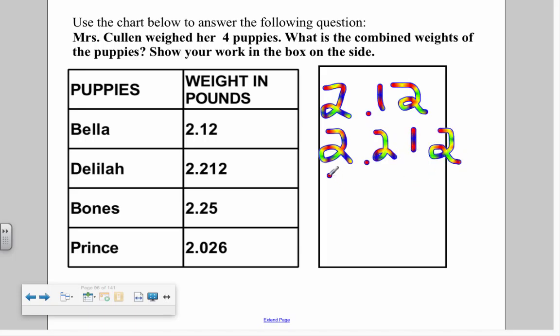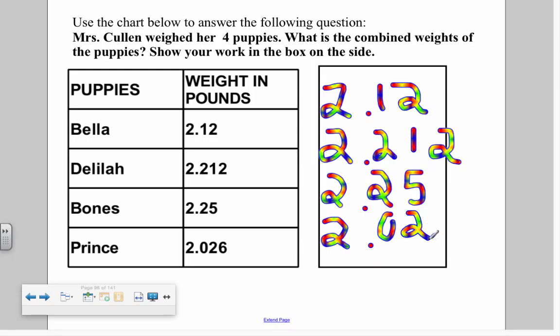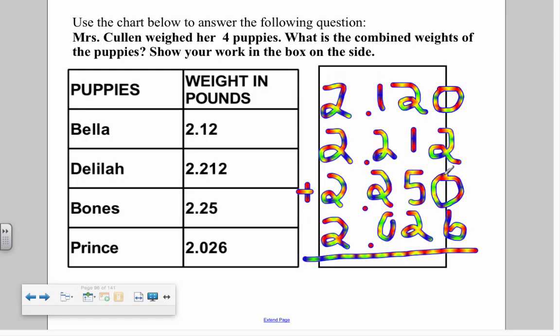I am then going to line up all the digits. One digit should be on top of the other. If you notice something with my digits, there are some missing places. Remember what goes into those missing places? If you said zeros, you are correct. And then you could simply add up all the numbers to find the combined weights.